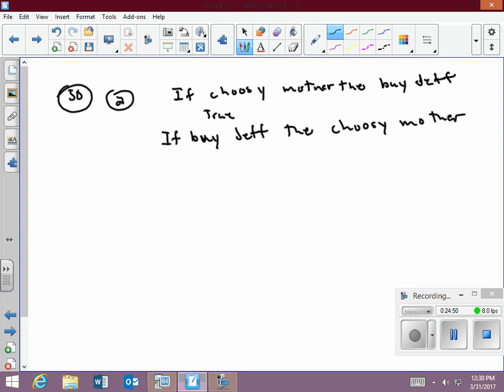Well, the question is, the first one you could say, choosy mothers may buy Jif or they may buy other things. But they would buy Jif over other peanut butter. So that would be probably a true statement. Of all the peanut butters, they would buy Jif. But now this one says, if they buy Jif, then choosy mother. Is that a true statement?